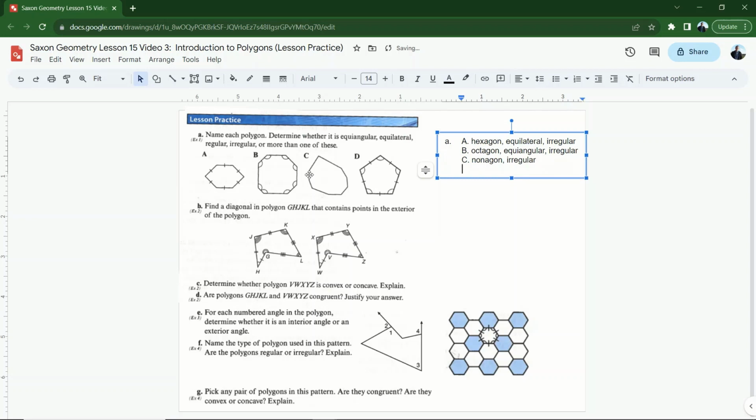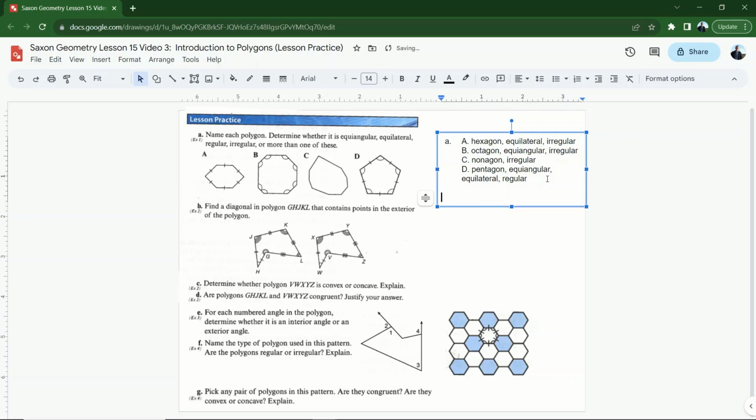And then finally, letter D. Letter D is a 5-sided figure, so it's a pentagon. It is equiangular, it is equilateral, and therefore it is regular. All right, so we know now what all of these initial figures are. Name each polygon. If you wrote Steve for one of these, I am just shaking my head. So you name it by the type of polygon it is, by its number of sides, and then we determined its properties.